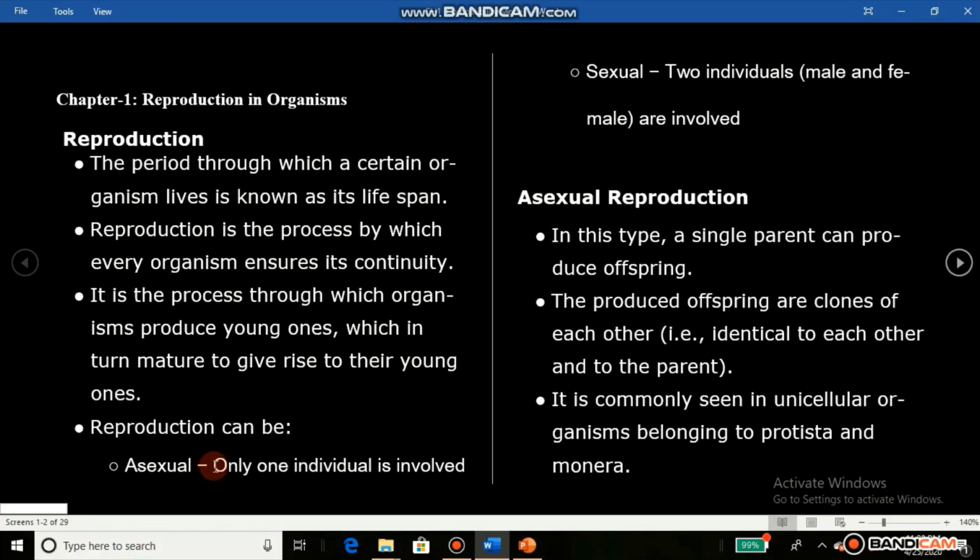So how is it happening? Asexual mode of reproduction means it is not the sexual process. This is the mode of reproduction where gametes are not involved, where two parents are not involved. Only one individual is involved, and that one individual will create a new organism. This is the meaning of asexual mode of reproduction.